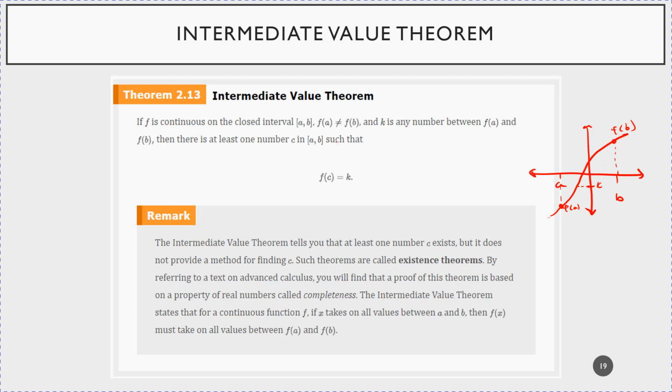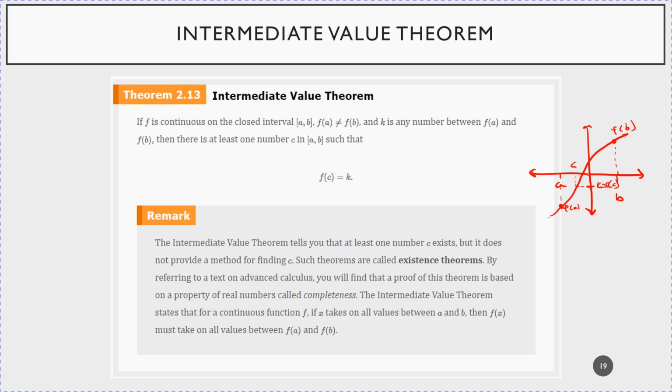Then there has to be at least one number c between a and b such that f of c is equal to k. All right, that's it. That's all this is saying. And look, all the intermediate value theorem tells us is that the number exists, not how to find it. Okay, this is just called an existence theorem.